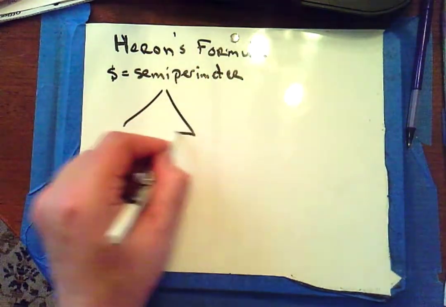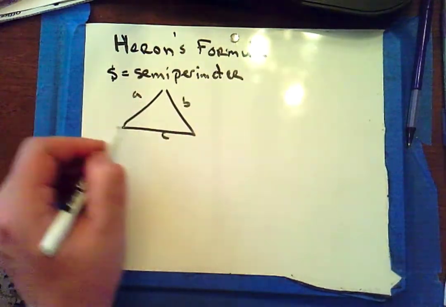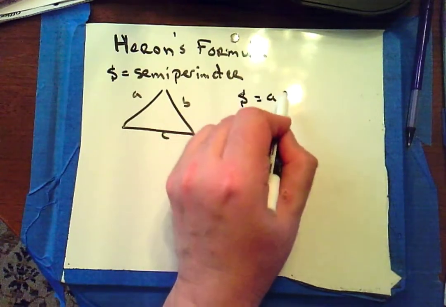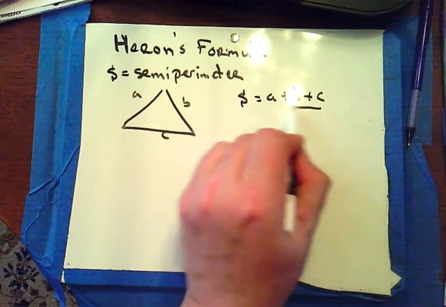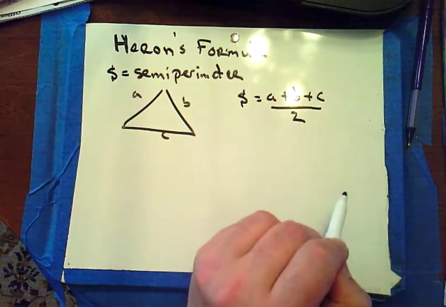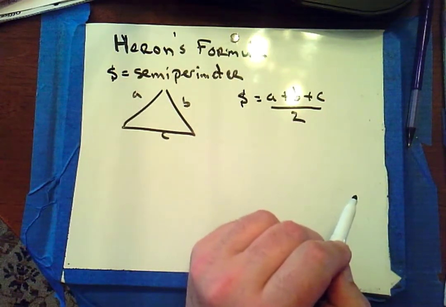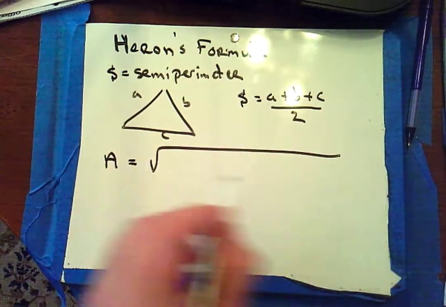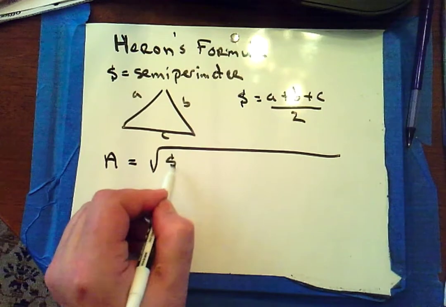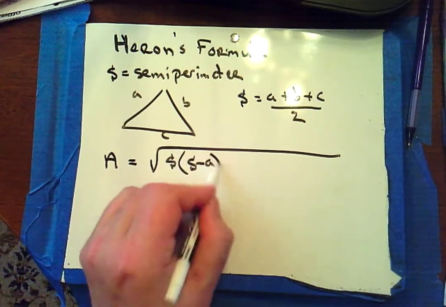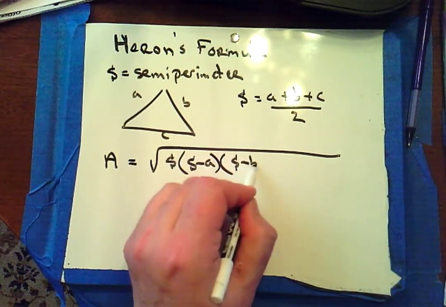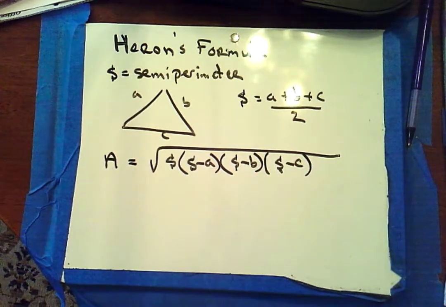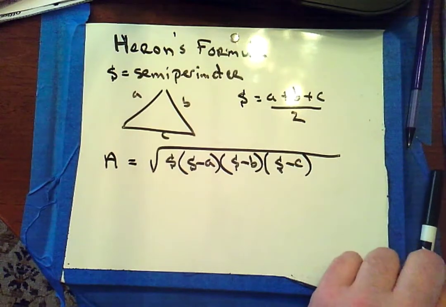Well, if we've got this triangle with sides A, B, and C, Heron says that the semi-perimeter is A plus B plus C, not divided by 3, divided by 2. That's why it's a semi-perimeter. And so he says that the area formula will be the square root of S, S minus A, S minus B, S minus C. And if you'd like to see how he came up with that, take a look at the derivation in the appendix.